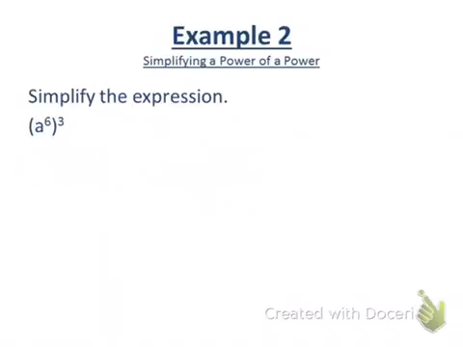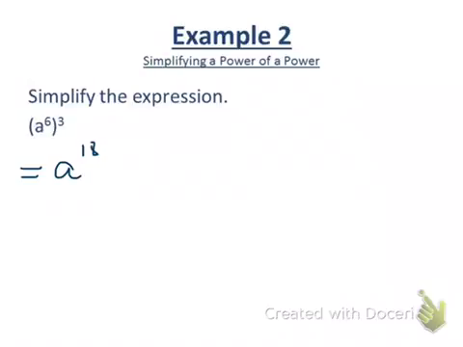What about a to the 6th raised to the third power? a to the 18th. Now, we're not multiplying, so we don't add exponents. 3 times 6 is equal to 18. We're raising a power to a power, and the power property says when you raise a power to a power, you're going to be multiplying the exponents.